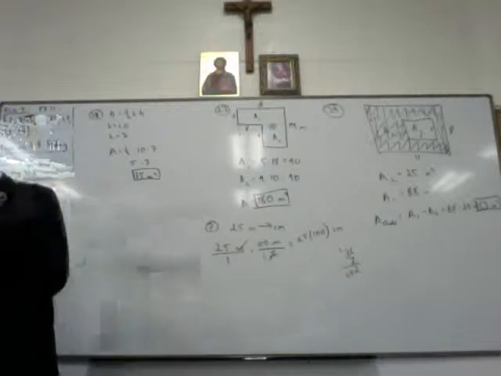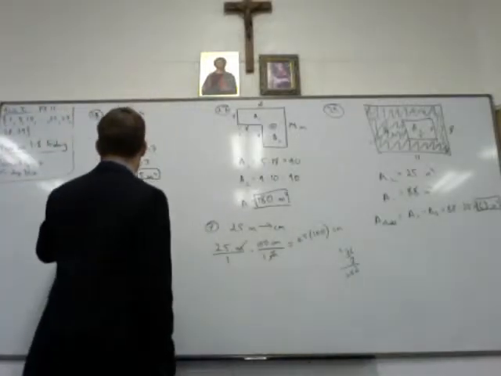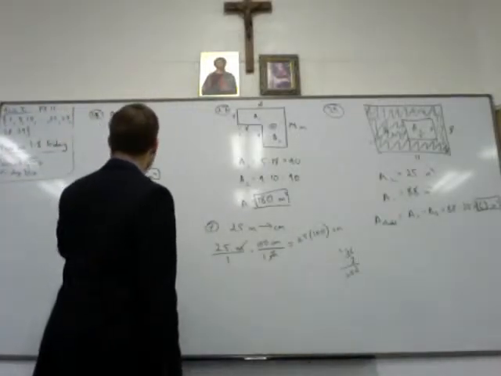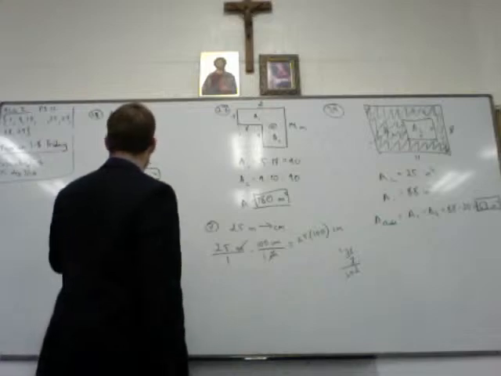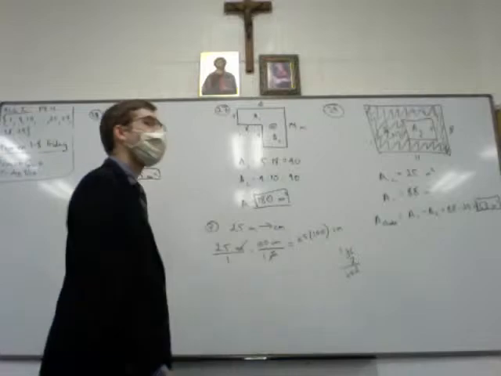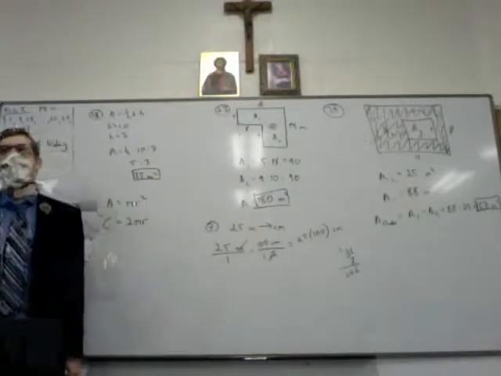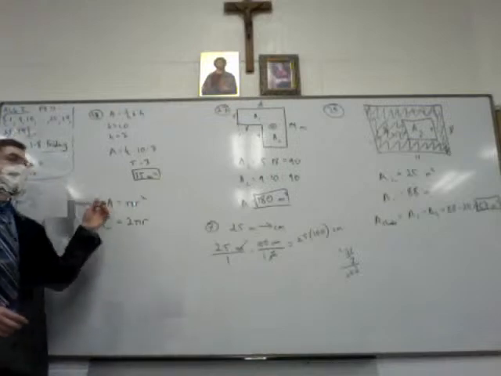1/2 base times height. A circle is pi r squared. Pi r squared, do not get that mixed up with the circumference, which is 2 pi r. Please do not get them mixed up. One way you can remember is that r squared, what are we used to seeing in area?